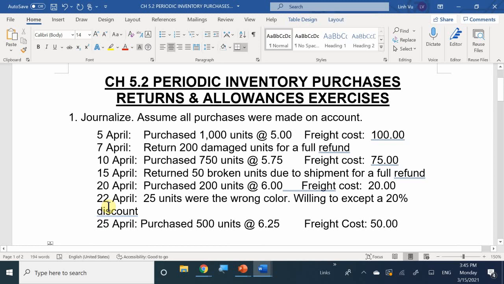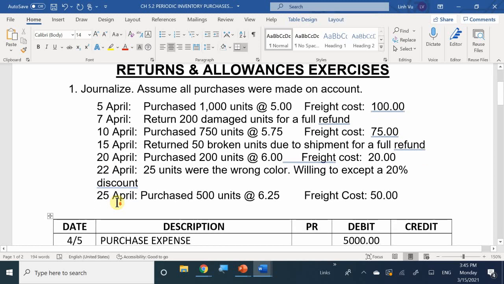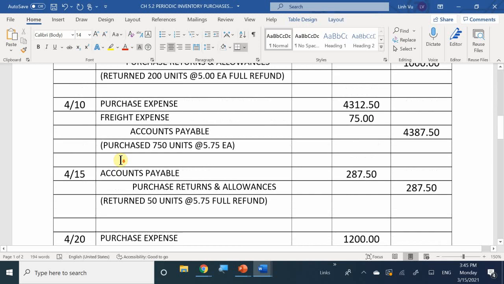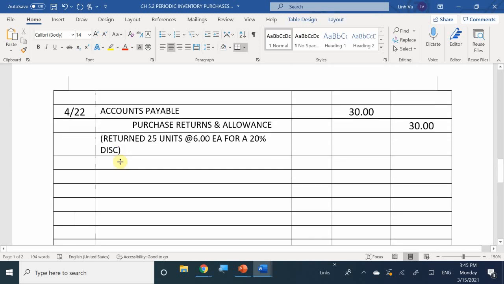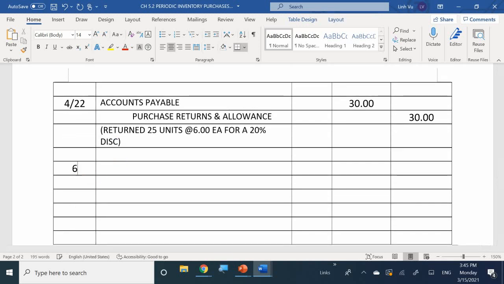So here, the last thing that we have is on April 25th, you purchase an additional 500 units at $6.25 with the freight costing you $50. Okay, so the last one, what are we going to enter here? Purchase expense for $3,125. Good. Purchase expense.